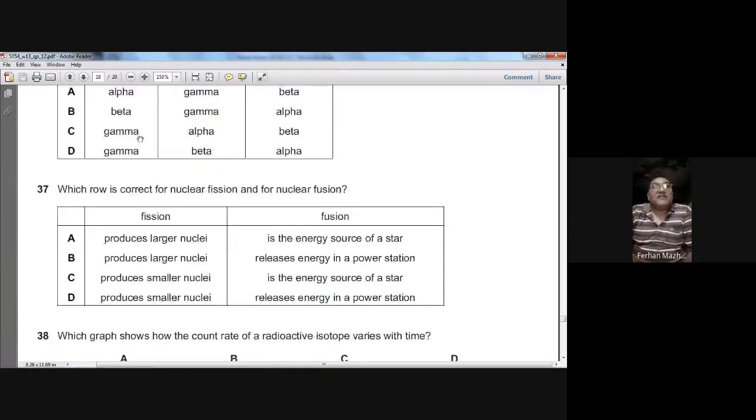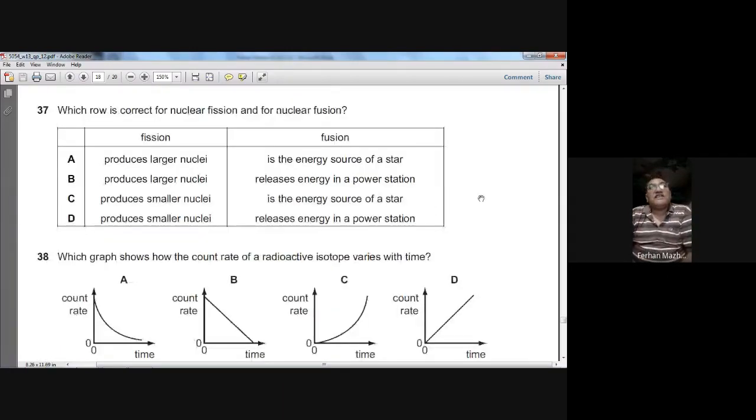Question number 37 is on your screen. Which row is correct for nuclear fission and for nuclear fusion? In nuclear fission, suppose we have a nucleus of, let's say, uranium, a large nucleus, and you bombard it with neutrons. And what happens? That large nucleus breaks and produces two daughter nuclei, which are smaller. So a large nucleus breaks into smaller nuclei in nuclear fission.